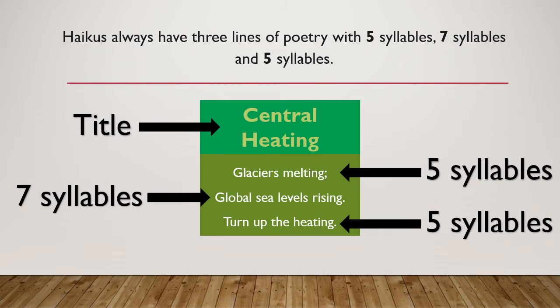See if on the first line your chin hits your hand 5 times. See if on the second line it hits your hand 7 times. And on the third line it hits your hand 5 times again. These are the number of syllables we're aiming for in our lines of poetry.